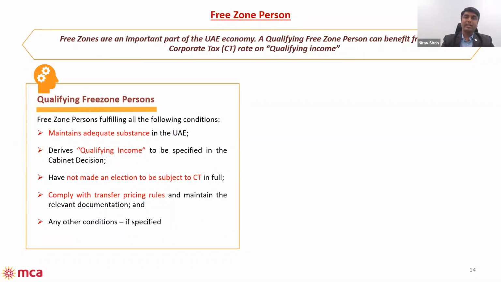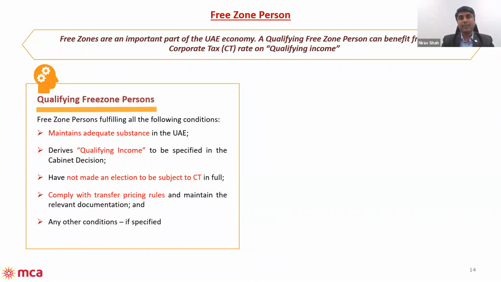So for any free zone entity, there are conditions which need to be fulfilled, and those conditions are: maintaining adequate substance in the UAE, and deriving qualifying income. This is a very important thing, qualifying income. What is qualifying income has not been specified in the law as of now, but we get some clue from what was mentioned in the public consultation document, which we'll see in the next slide.